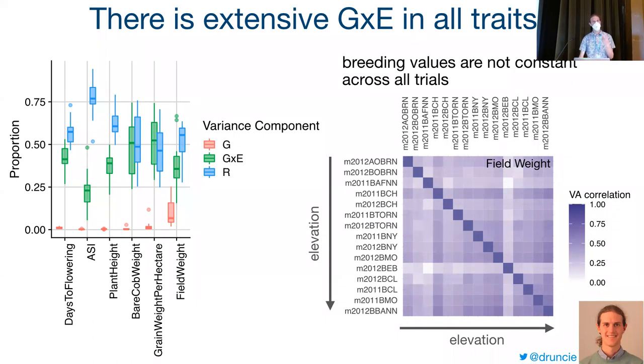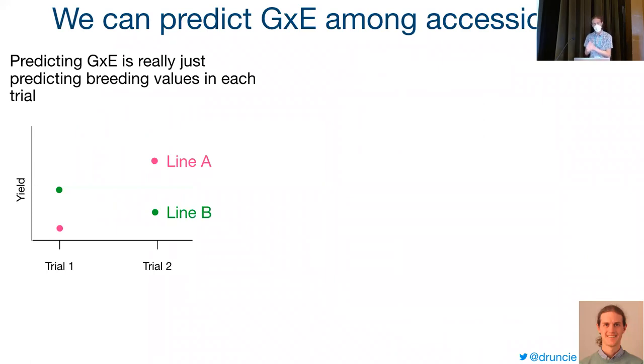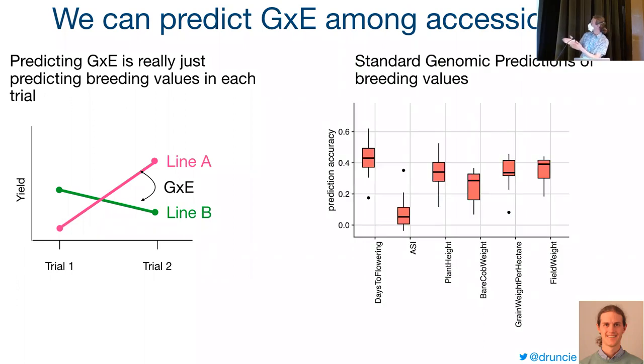Okay, so the second question was, if there is G by E, can we predict it? Predicting G by E is really just predicting the genetic value in environment one, predicting the genetic value in environment two, and then taking the difference. So predicting G by E means how well can we predict in each environment? That's just standard genomic prediction. We do that all the time in agriculture. If I use a standard genomic prediction model, say GBLUP, it can do okay in this data set. Accuracy is 0.3 to 0.4, and for mostly ASI, we had no ability to predict.